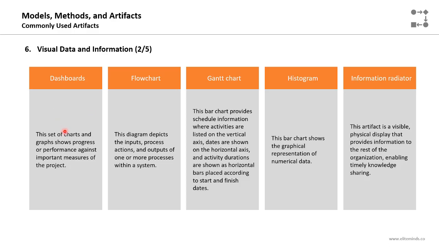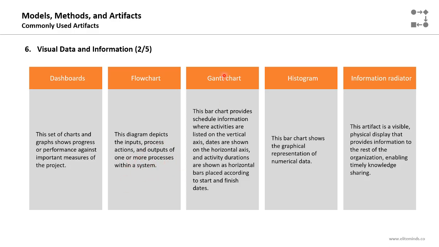Dashboards. This set of charts and graphs shows progress or performance against important measures of the project. So if you want to present multiple areas of information in a simple presentation to the executives or the decision makers, dashboards are a very useful visual data and information artifact for this purpose. The flow chart, which is a diagram that depicts the inputs, process actions, and outputs of one or more processes within a system.